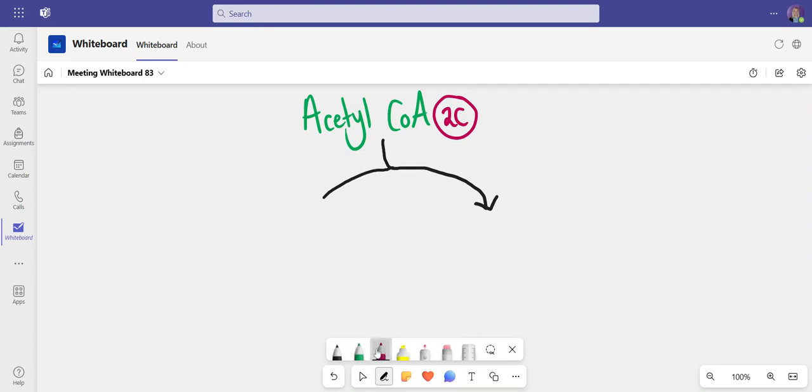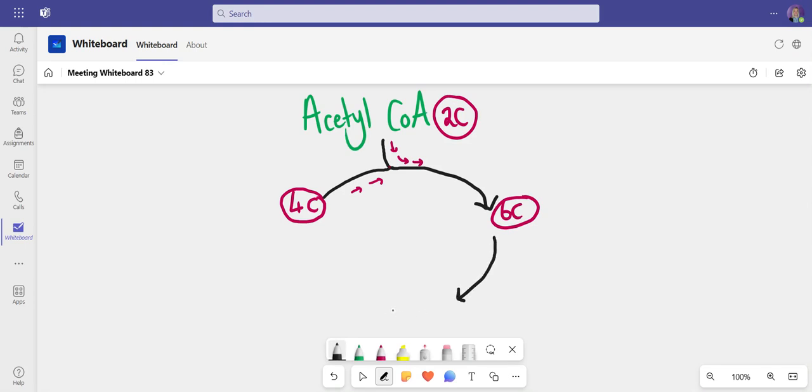So what happens is that this 2 carbon molecule, acetyl coenzyme A, combines with a 4 carbon molecule. So the 4 carbons are coming along here, the 2 carbons here, and at this point they're joining. They're reacting together to produce a new molecule. If we've got a 4 carbon and a 2 carbon, they're going to add together to make a 6 carbon molecule.